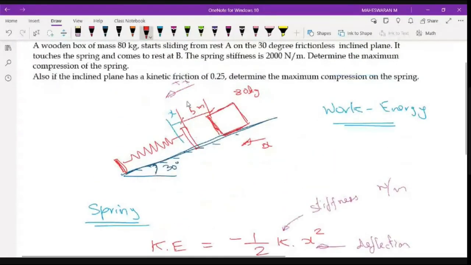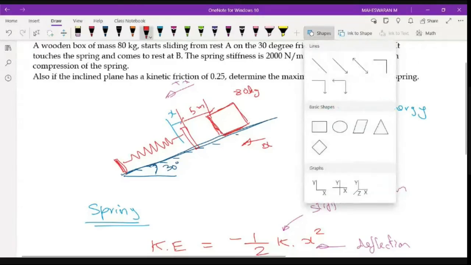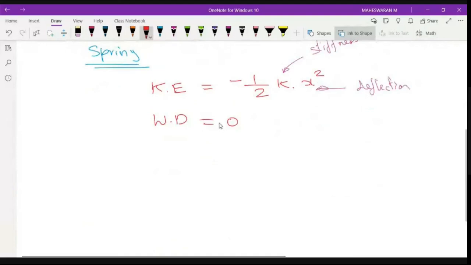So now we will proceed with this. Let me consider this block. I will draw the free body diagram for this block. So this is my block, right?